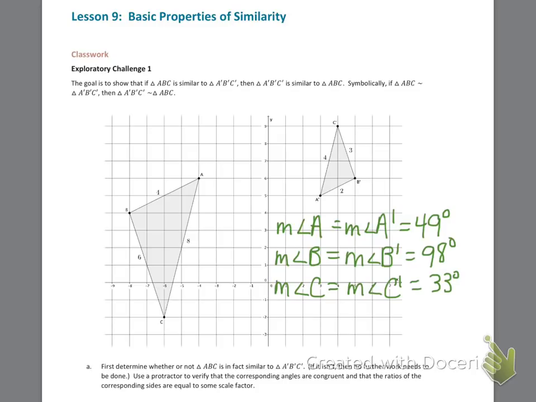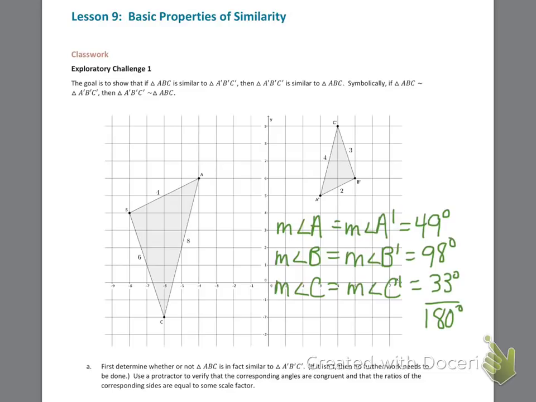Okay, so here are some sample angle measures. If yours are off by a degree or two, that's fine. If it's much more than that, you should probably get your protractor out again and double check. These three angle measures add up to 180, which is a good double check, because the angles of a triangle should add up to 180. So by angle measures, these two triangles appear to be similar.